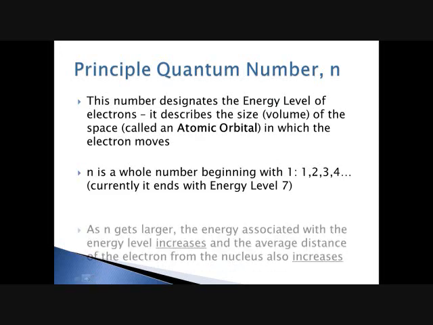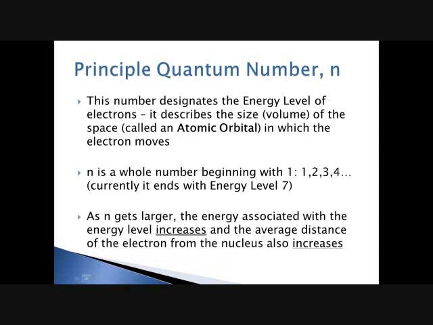As n gets larger, the energy associated with it increases, and the average distance of the electron from the nucleus also increases. And that makes sense because down low on the periodic table, they have a ton of electrons. They have lots and lots of electrons and protons making them up, so they need more space to fit all those subatomic particles in. So that's why that is the way it is, okay?